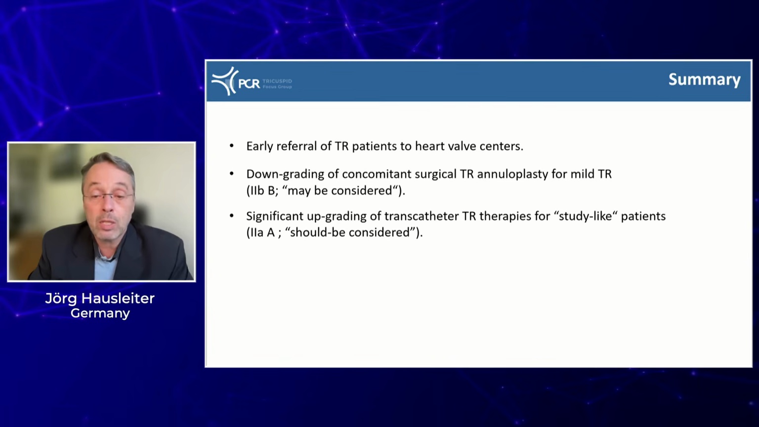And we have a very strong upgrade of transcatheter therapies for suitable patients. And here we have a 2A level of evidence A recommendation that such therapies should be considered in patients with severe tricuspid regurgitation. Thank you very much.